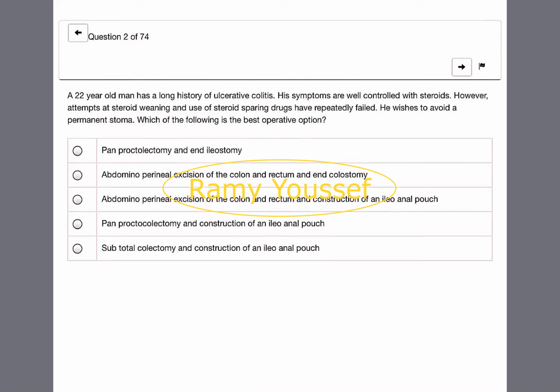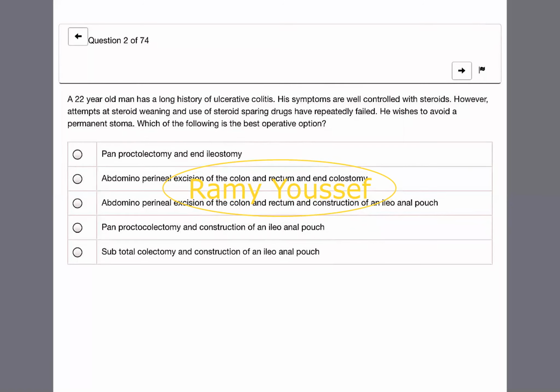A 22-year-old man has a long history of ulcerative colitis. His symptoms are well controlled with steroids. However, attempts at steroid weaning and use of steroid-sparing drugs have repeatedly failed. He wishes to avoid a permanent stoma. Which of the following is the best operative option? A. Panproctocolectomy and end ileostomy. B. Abdominoperineal excision of the colon and rectum and colostomy. C. Abdominoperineal excision of the colon and rectum and construction of an ileoanal pouch. D. Panproctocolectomy and construction of an ileoanal pouch. E. Subtotal colectomy and construction of an ileoanal pouch.